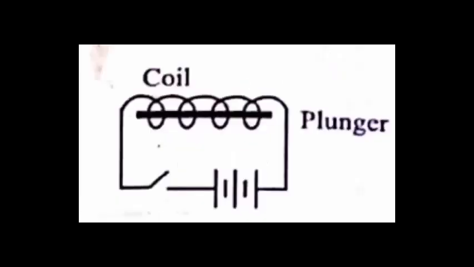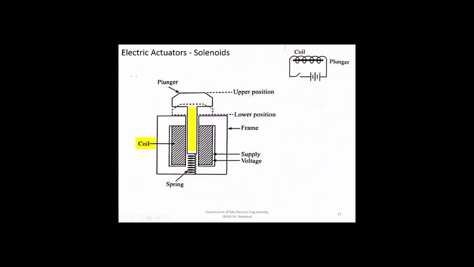This is the circuit symbol. So here you have a core, and inside you have the plunger. Whenever you close the switch, a magnetic field is created, the plunger is pulled, and you get the movement. So you have the coil and you have the armature. This is the cross-sectional figure. You have the coil to which you supply the current. You have the frame which holds all the elements, and this is the plunger. The plunger is mounted on a spring.